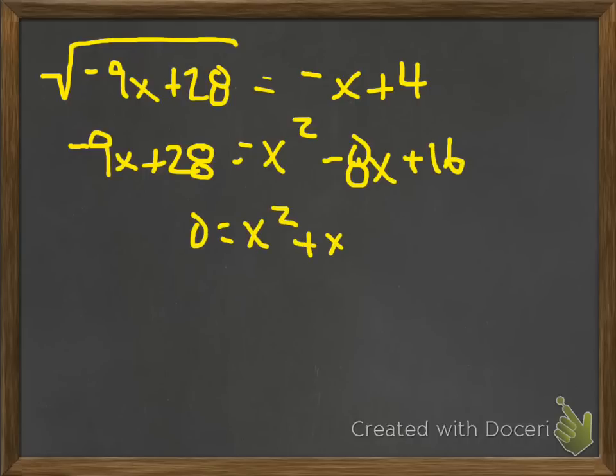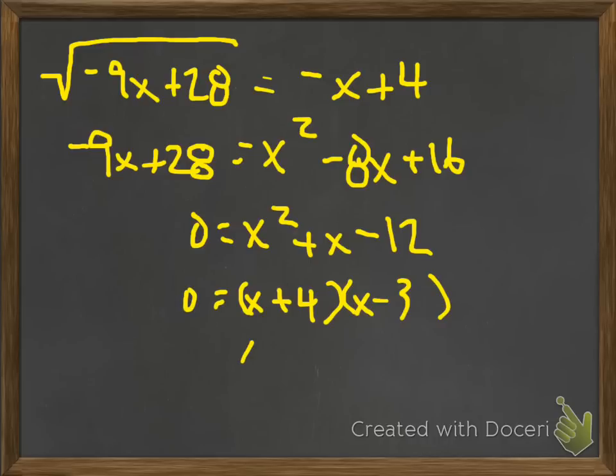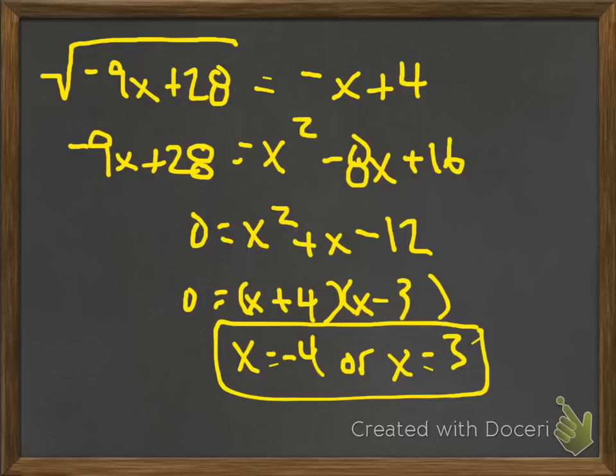Move everything over, that's going to give you a positive x squared plus x minus 12, which will give you x plus 4 and x minus 3. And that means x is equal to negative 4, x is equal to positive 3. Now, double checking those, they actually come out both.